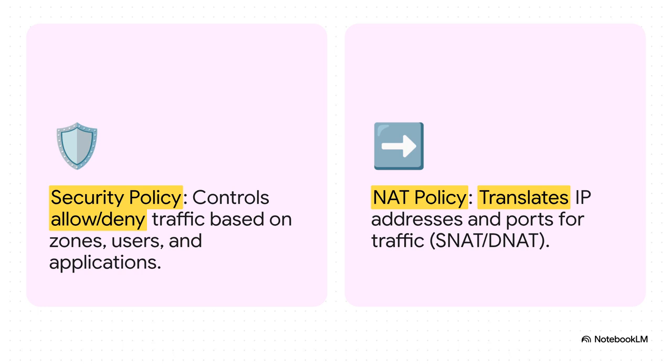A security policy, well, it's basically the bouncer. It answers the question, are you allowed in? Allow the marketing team to use Salesforce. Simple. A NAT policy, on the other hand, is the translator. Its job is to change IP addresses. For example, take my private IP, 10.10.10.5, and translate it to our public IP so I can get out to the internet. Two very different, but very important jobs.